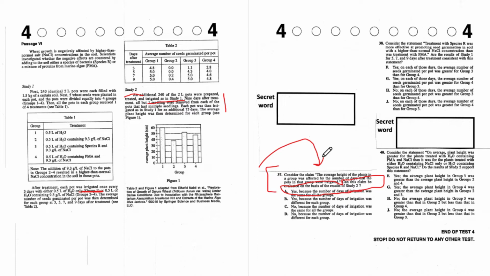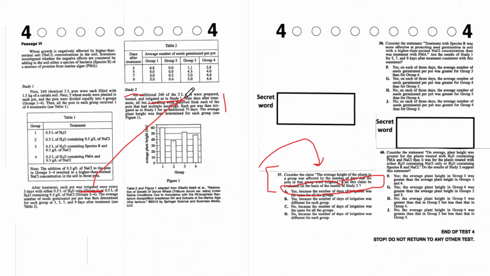Alright, so now I know the irrigation is the same in 1 and 2. When we read the top part, it says, consider the claim: the average height of the plants in a group was affected by the number of days the pots were irrigated. Well, if the irrigation is the same in study 1 and study 2, it's going to have to be no, because that is just something that's going to be static throughout the whole experiment, 1 and 2.